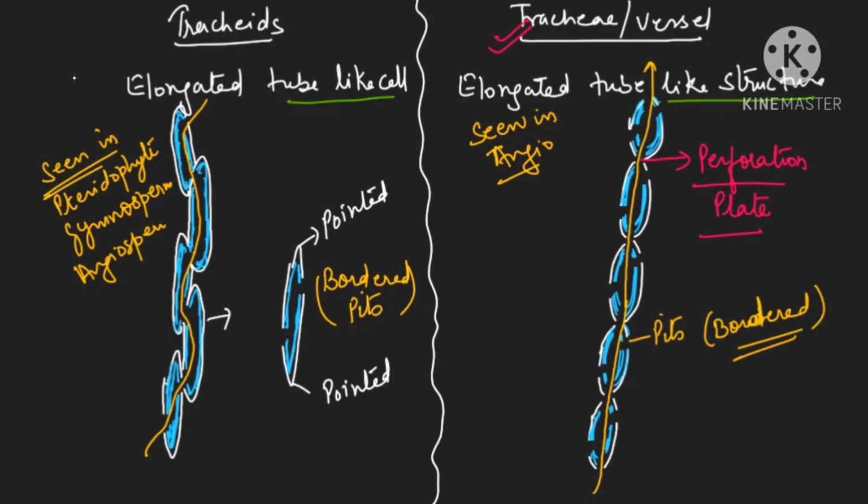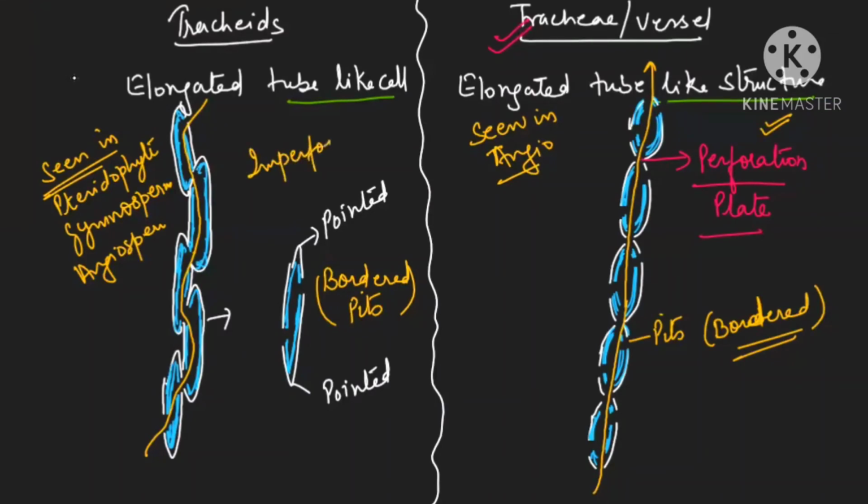Tracheary elements differ from one another. How? Tracheary elements means tracheids and vessels, and they differ from tracheids in being perforate. It means they have a perforation plate. Check in your NCERT also, NCERT has used the word perforation. Is it clear? So here I will say the tracheids are imperforate.